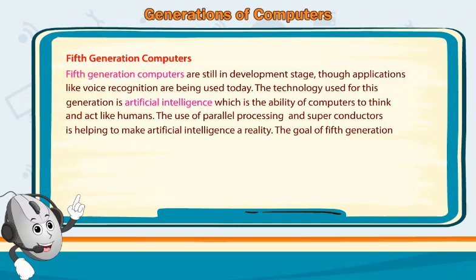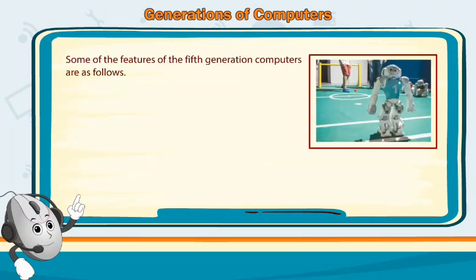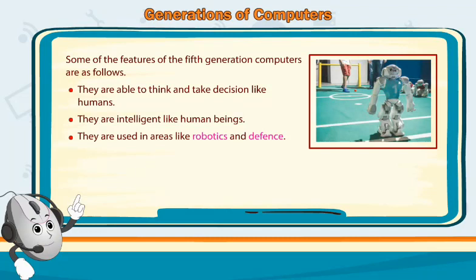The goal of fifth-generation computing is to develop devices that respond to natural language input and are capable of learning and self-organizing. Some of the features of the fifth-generation computers are as follows. They are able to think and take decisions like humans. They are intelligent like human beings. They are used in areas like robotics and defense.